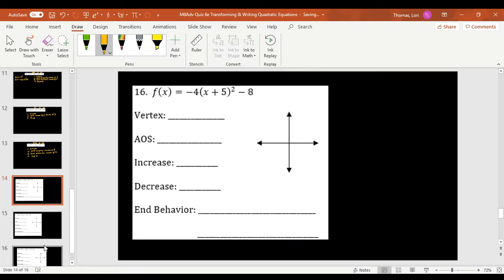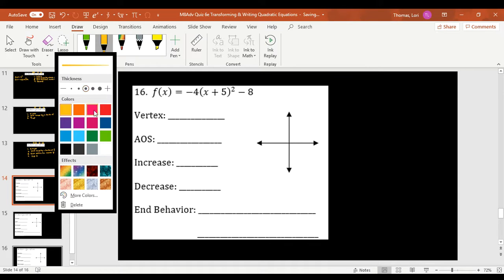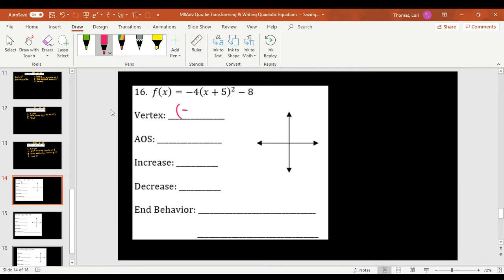Okay, now let's take a look at these same problems. We're going to give all the critical features here. So our vertex is -5, -8. So -5, -8 is somewhere in quadrant 3. Our axis of symmetry is -5. This is going to help us with increase and decrease. So our graph is negative, so that means our parabola turns down. There will be no roots, no real roots.